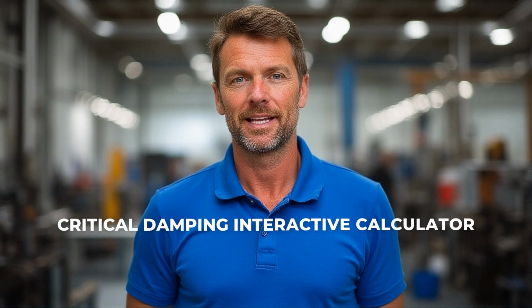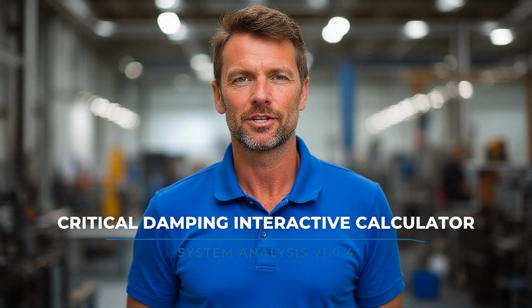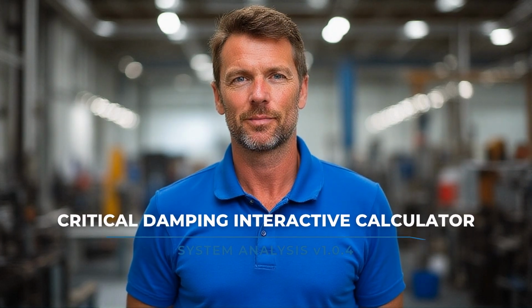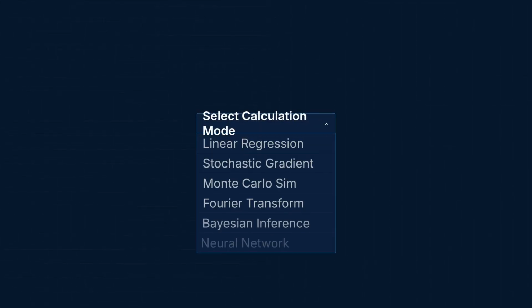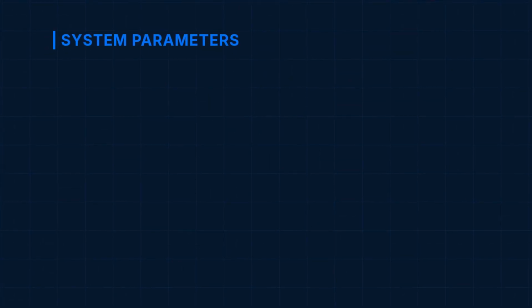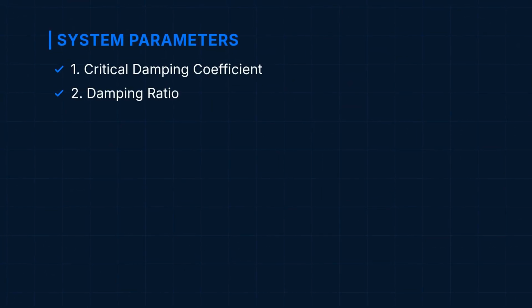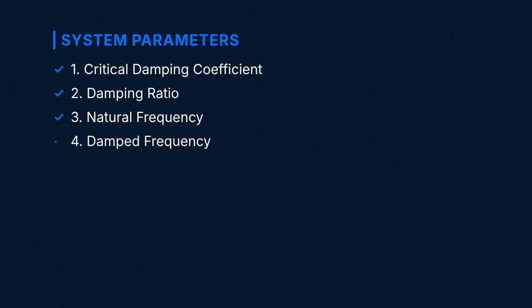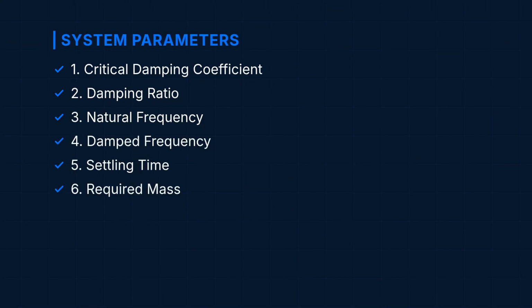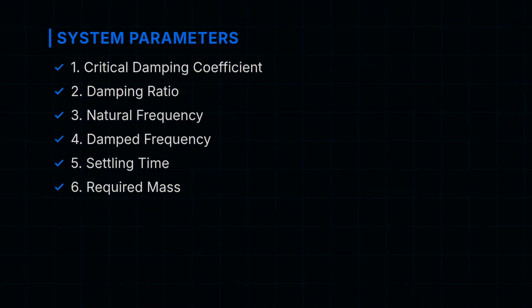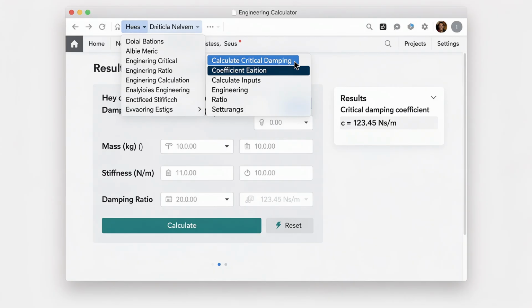The Critical Damping Interactive Calculator helps engineers determine damping characteristics for mechanical systems. Let's start with the drop-down menu labeled Select Calculation Mode. You can choose from 6 options: Calculate Critical Damping Coefficient, Calculate Damping Ratio, Calculate Natural Frequency, Calculate Damped Frequency, Calculate Settling Time, or Calculate Required Mass. For this demonstration, I've selected Calculate Critical Damping Coefficient.